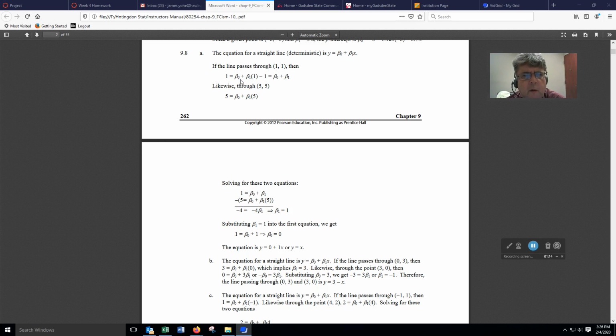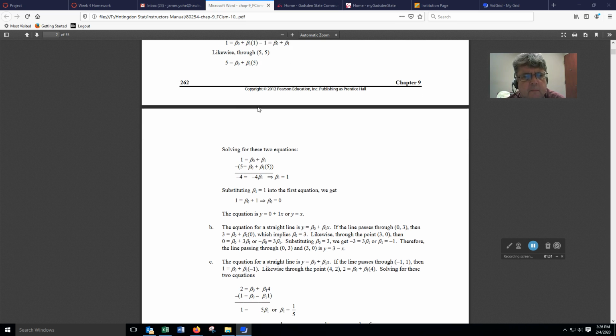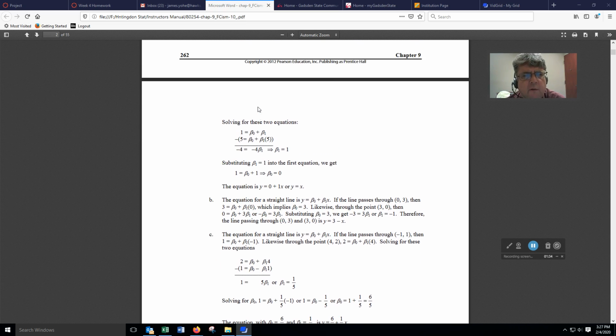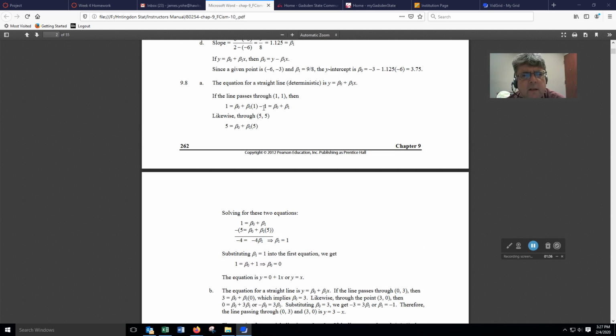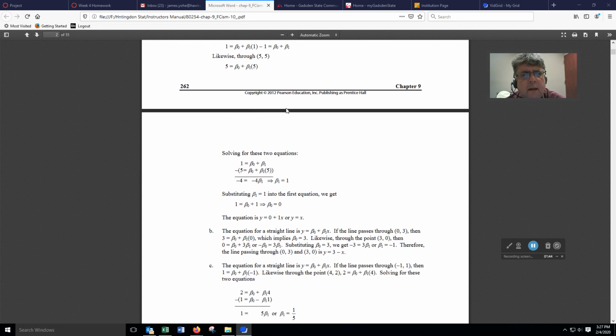So here we have 1 is equal to this. We subtract 1, and we're going to get 1 equals beta 0 plus beta 1. Likewise, the same line passes through (5, 5). So we set that up, and we can solve. 1 is equal to beta 0 plus beta 1. And we have this other equation, 5 is equal to beta 0 plus beta 1 times 5.